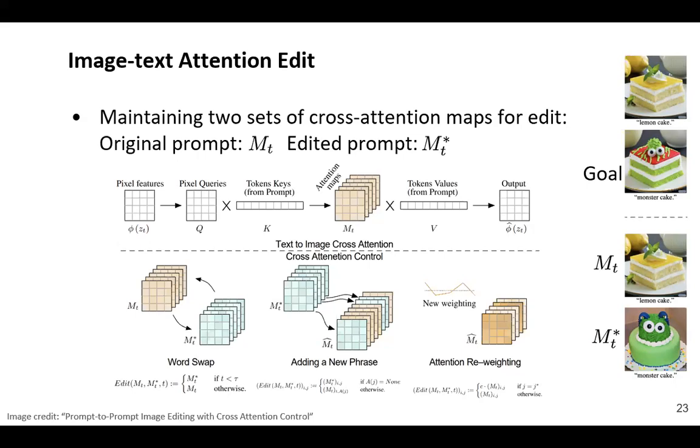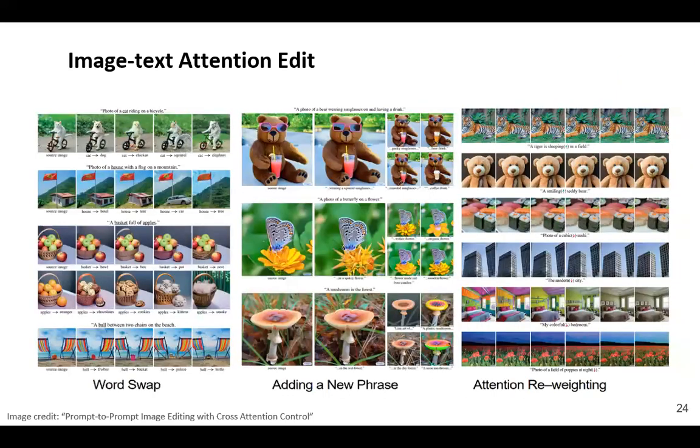So if we just use this new prompt of monster cake to generate the image with the cross attention map M_t star, it will be a reasonable image, but it will visually look very different from the original image that we try to edit. So this study showed that we can have a clever way to combine M_t and M_t star into a new set of attention maps, indicated by this M_t hat, and just do the generation with this new M_t hat, so that we can end up with the image indicated by the goal on the right side, which both keeps the overall visual look of the original image, but also adds the new contents we try to edit, basically some monster-related visual properties. And again, here are just some more visualizations of the supported word swap, adding new phrase, and attention reweighting operations.